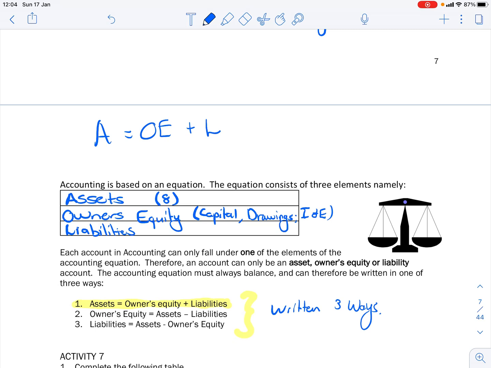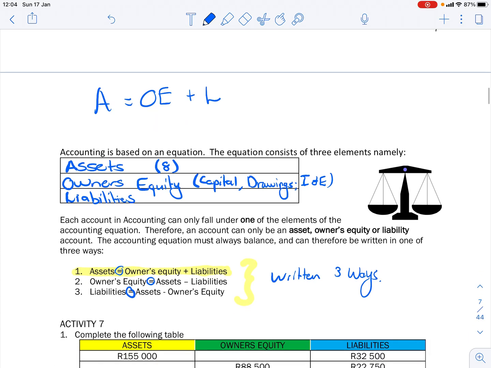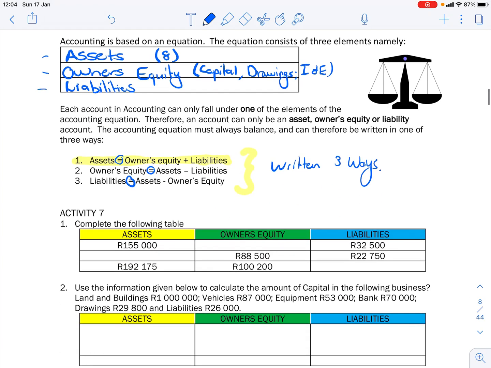Remember, because it's an equation, both sides need to be equal. So on either side, the statement needs to be true. All right? If the statement is not true, a mistake has been made somewhere. Remember, in accounting, we use the principle of the accounting equation, and both sides need to balance because every single account is either an asset, owner's equity, or liability account.